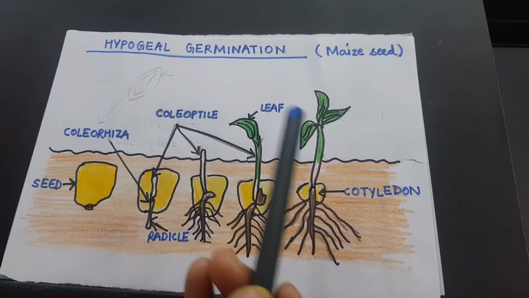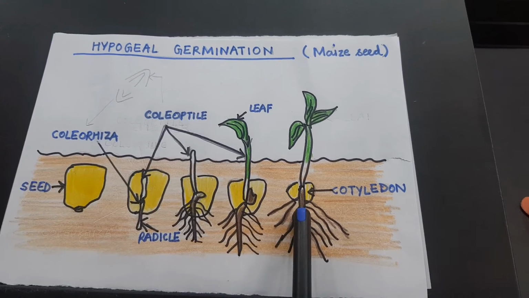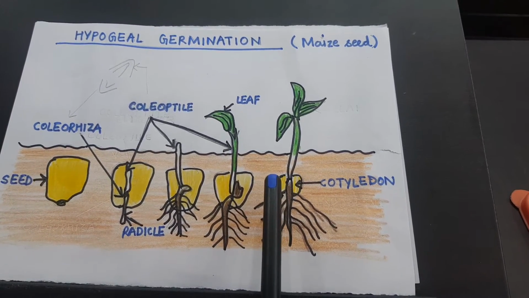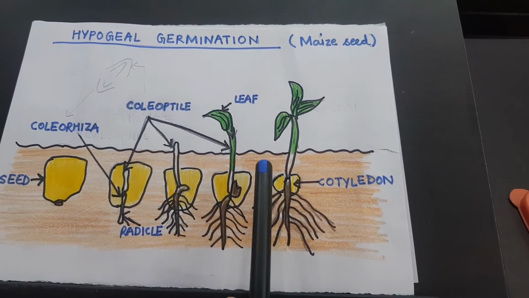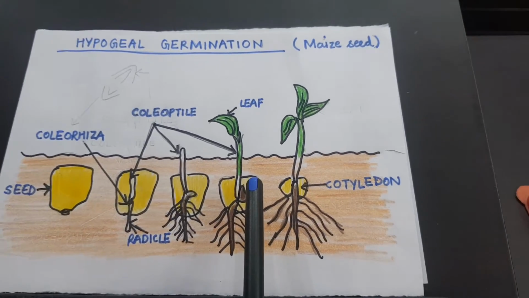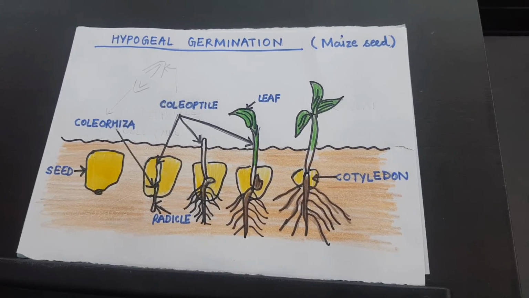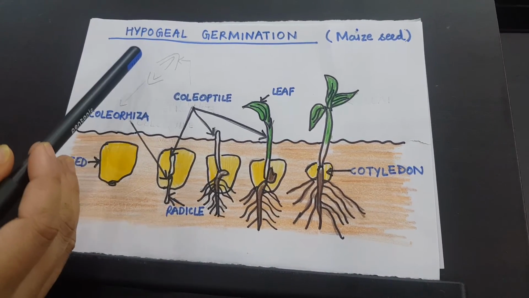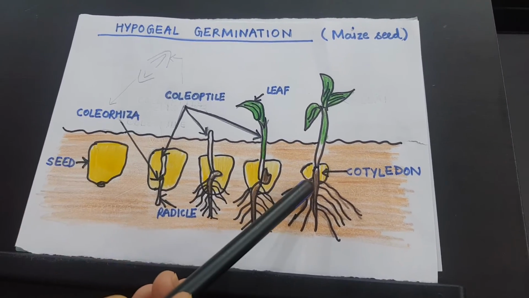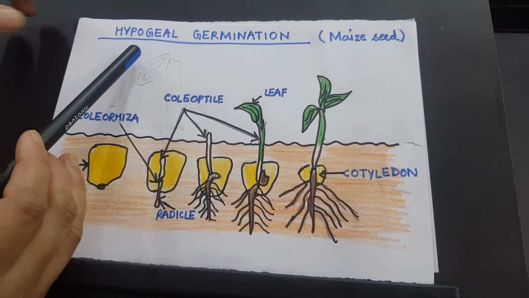Can you see this leaf? So in this case what happens? The cotyledons remain underground, showing hypogeal germination. Generally, hypogeal germination occurs in monocotyledonous seeds, and examples are pea, mango, maize, rice, gram, etc. So in hypogeal condition, the main thing is that the germination in which the cotyledon grows below the soil is called hypogeal germination.